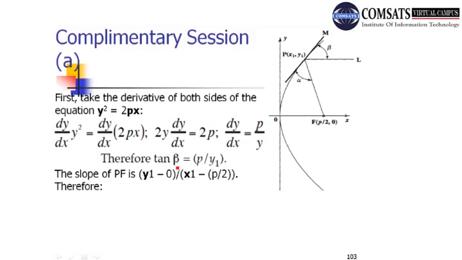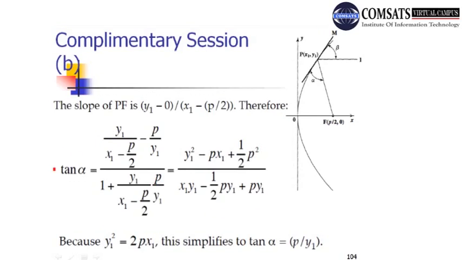Therefore tangent of beta is equal to p over y1. Now the slope of PF: we know that when we have 2 points on a line and we want to find the slope of the line, we use the formula y2 minus y1 over x2 minus x1. This is the slope of a line. We use the same formula, y2 minus y1 over x2 minus x1, to calculate tan of alpha. So y1 over x1 minus p over 2, this is the expression.